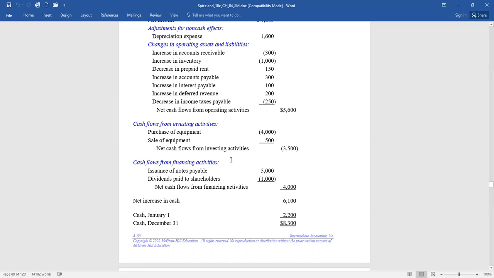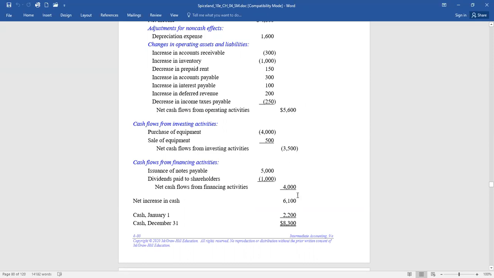We decrease financing activities. Remember, in financing activities, we're reporting the changes to long-term liabilities and equity that are caused by cash and the impact on cash. So let's net those two together. The net cash flows from financing activities for the year are positive $4,000. So we have a positive $5,600 cash flow from operations, negative $3,500 cash flow from investing, and positive $4,000 from financing. Overall, then, our cash increased for the year $6,100.